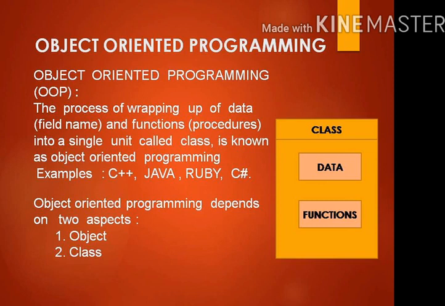What is object-oriented programming? The process of wrapping up of data, that is field name, and functions, that is procedures, into a single unit called class is known as object-oriented programming. Examples: C++, Java, Ruby, C#. Object-oriented programming depends on two aspects. Number 1, object. Number 2, class.